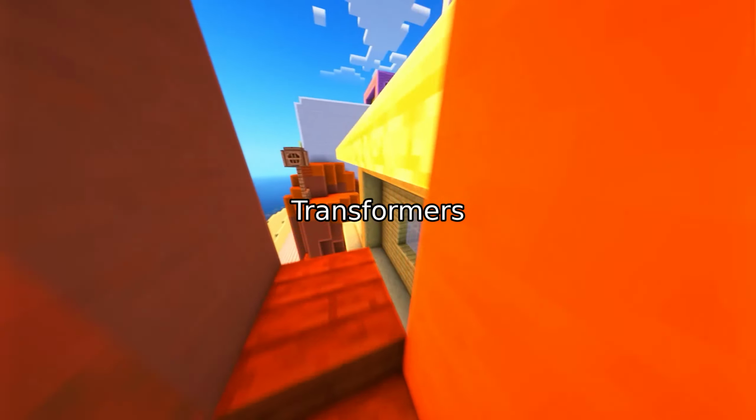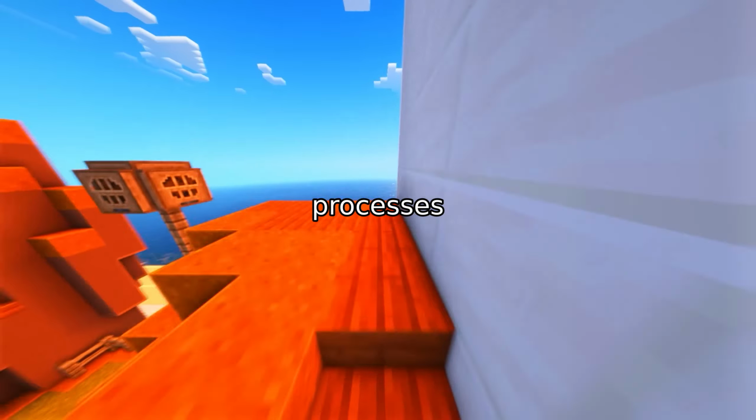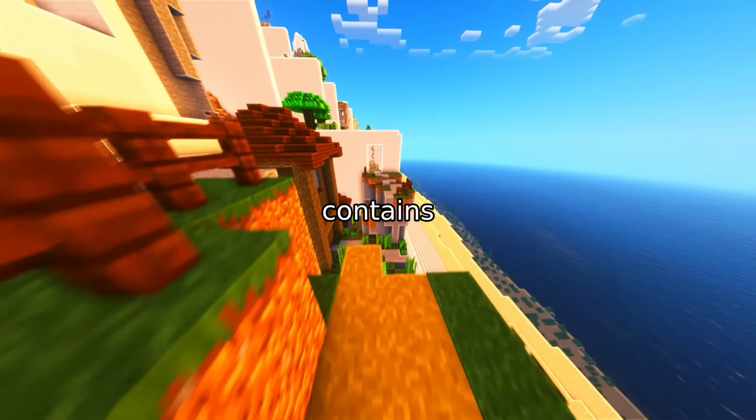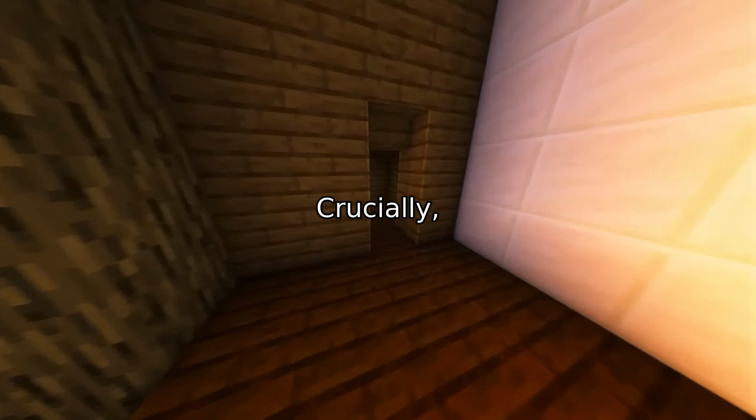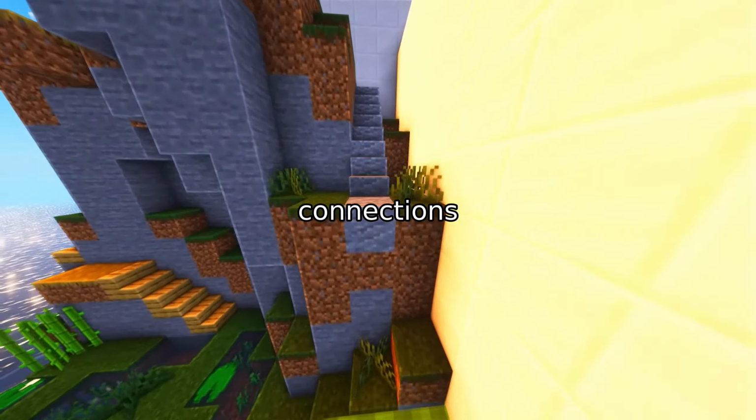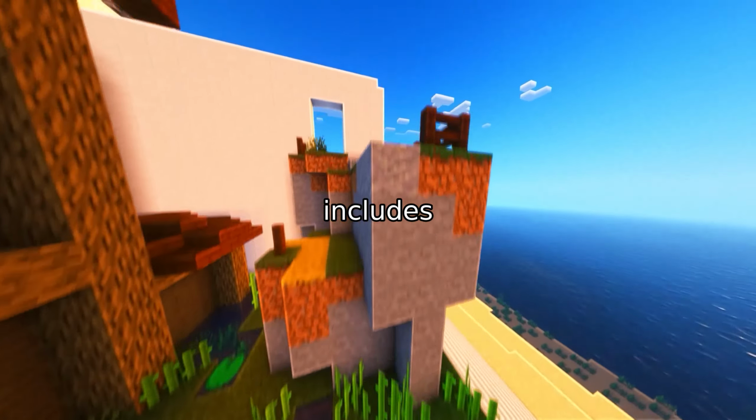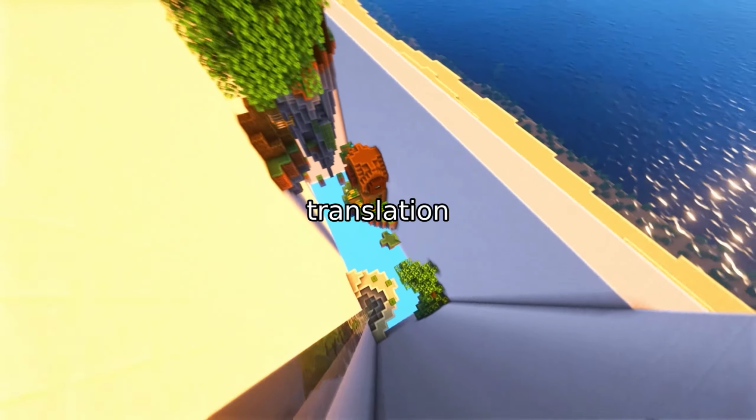Transformers are built on a stack of encoder and decoder layers. The encoder processes the input sequence, while the decoder generates the output. Each layer contains two sublayers, the self-attention mechanism and a feed-forward network. Crucially, these sublayers are followed by residual connections and layer normalization, which stabilize training. The decoder also includes an additional attention layer to focus on the encoder's output, enabling tasks like translation or text generation.